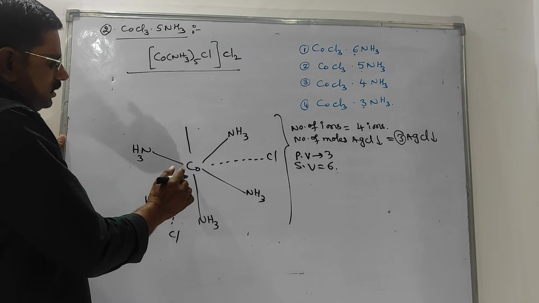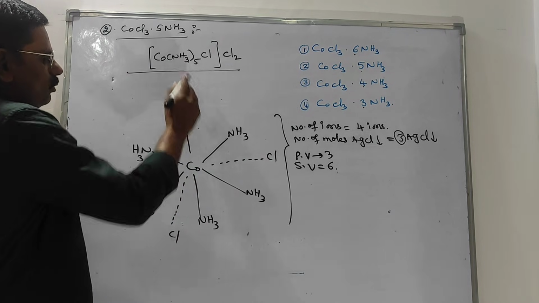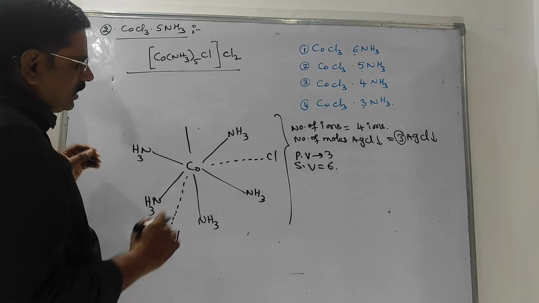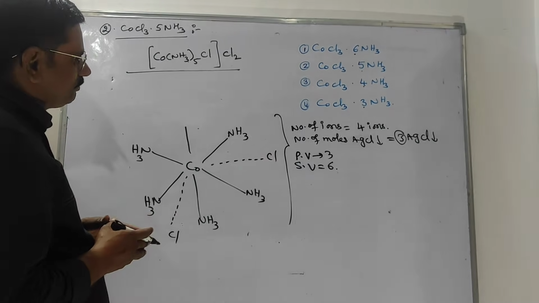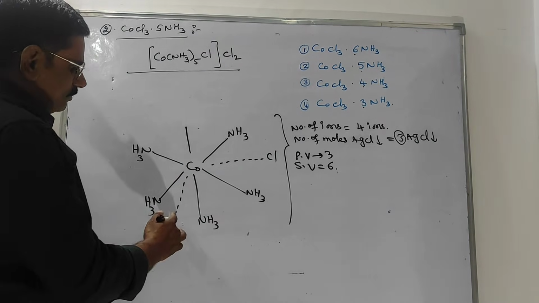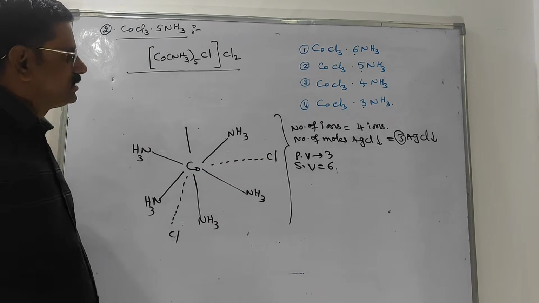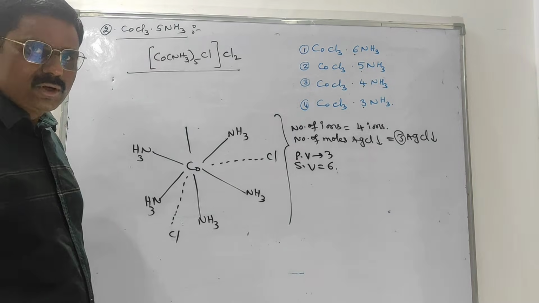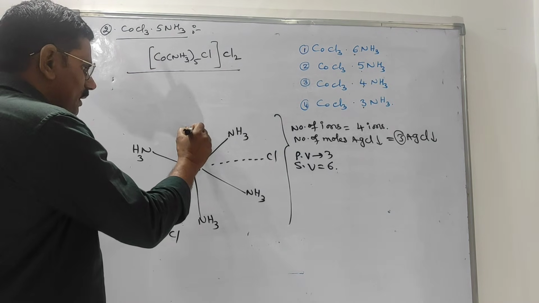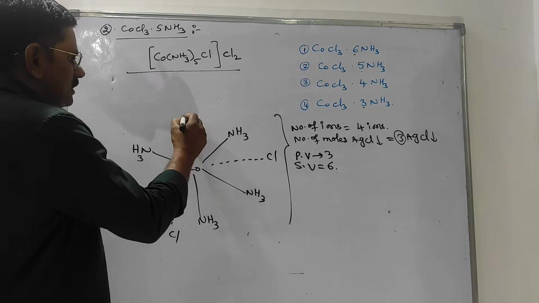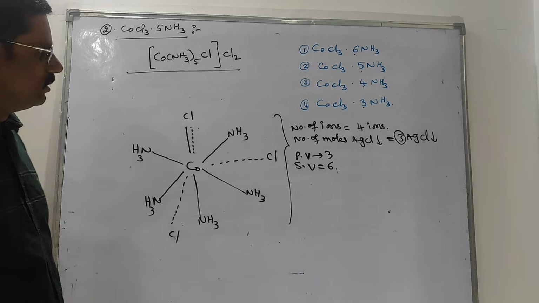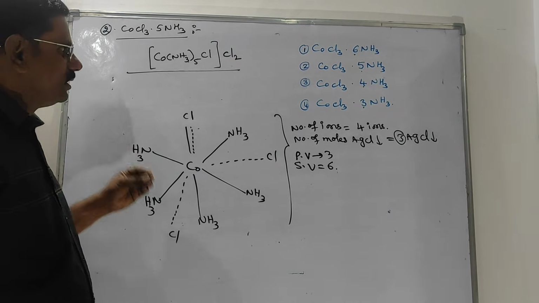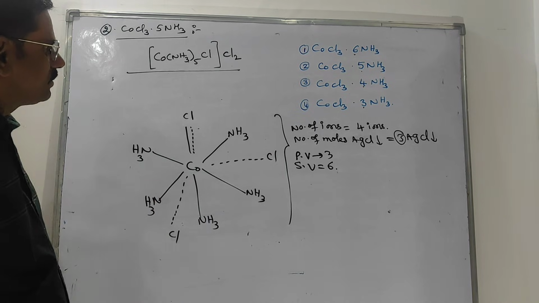5 ammonias are showing secondary valency. They are represented by straight lines, and 2 chlorines are showing primary valency, but 1 chlorine is inside the square bracket. It shows dual valency. It shows both primary and secondary valency. It is non-ionizable.